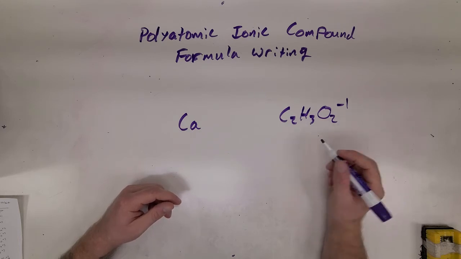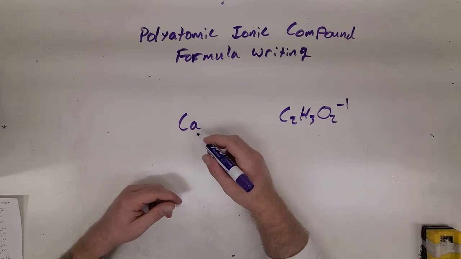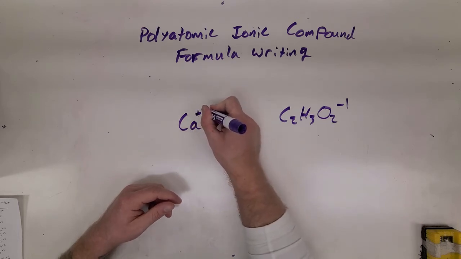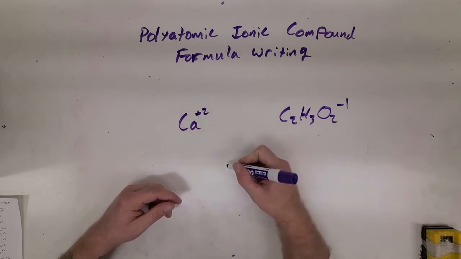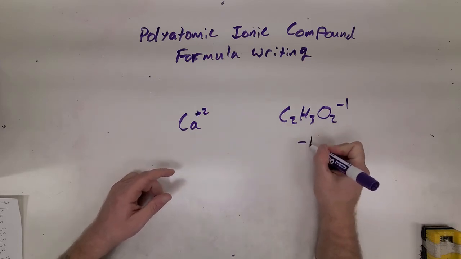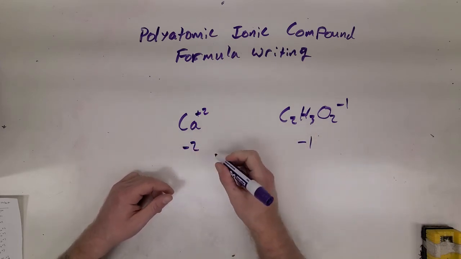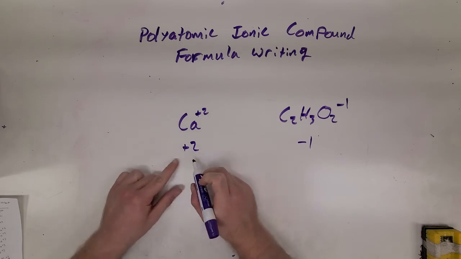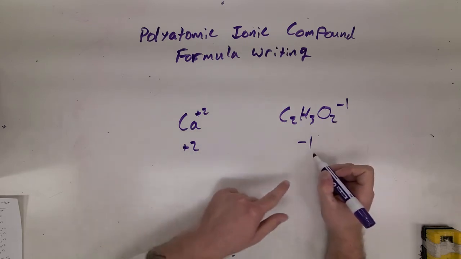Acetate has a -1 charge. Calcium is in group 2, so it has a +2 charge. So we just take a moment. We'll write the charges down here so we can take a look at it. We have a net charge of +2 over here, net charge of -1 over here.